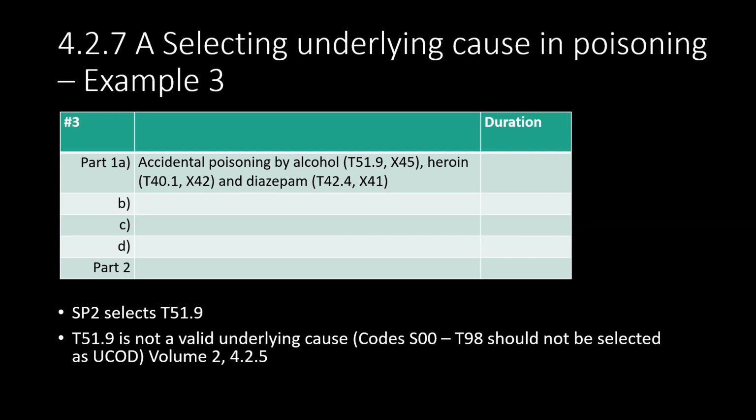We apply rule SP2 and select T51.9, and T51.9 is not a valid underlying cause because according to Volume 2 instruction 4.2.5, codes from S00 to T98 should not be selected as the underlying cause.